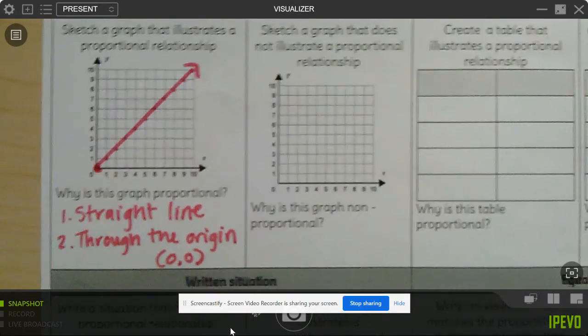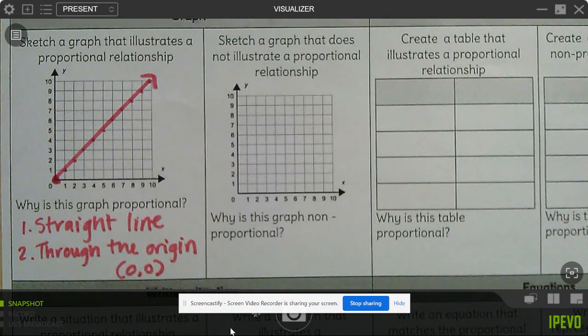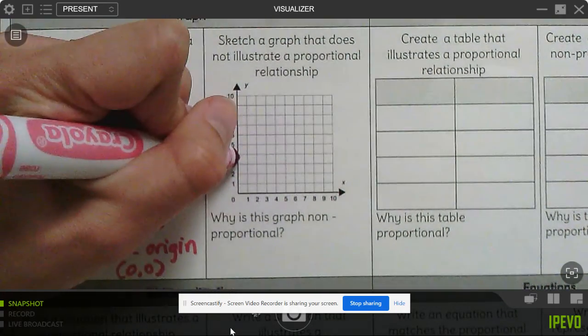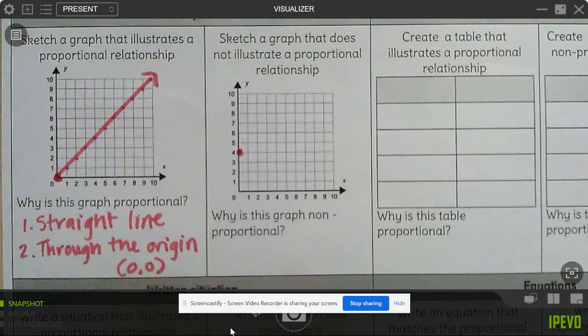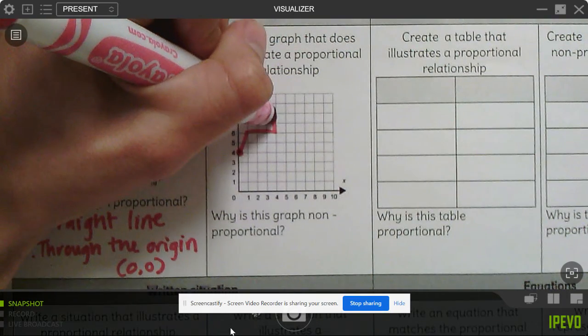Okay, and then for a non-proportional graph, as long as it has one or the other of these, it's non-proportional, but I'm going to do both of them. So if it doesn't start at the origin, then it's non-proportional, so I'm going to start it somewhere other than the origin. And if it's not a straight line, then it's non-proportional. So it could be something like this.